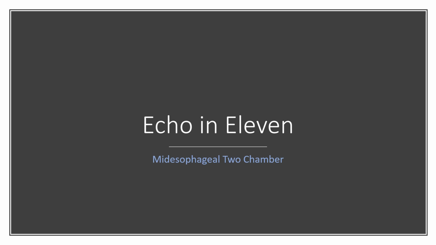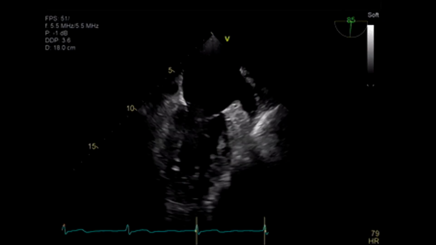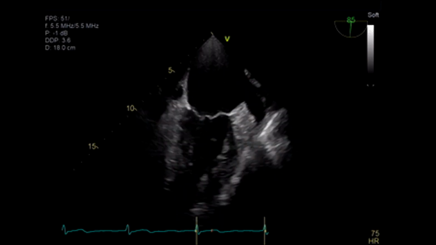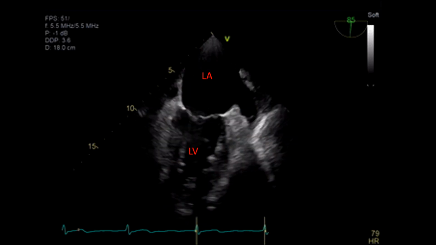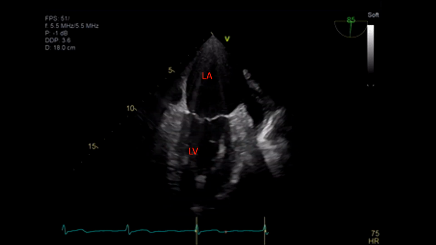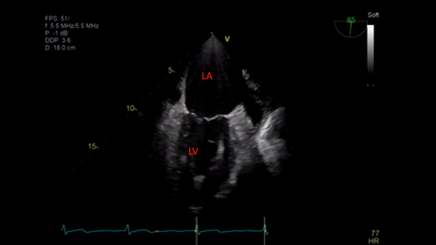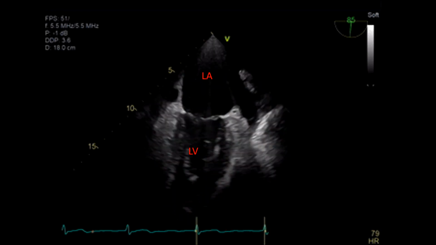Today we're going to talk about the mid-esophageal two-chamber view in which we will view the left-sided chambers of the heart. In the four-chamber view from last time, we saw all four chambers of the heart, and today we're just going to take a look at the two left-sided chambers. So here, as you can see, we see those two chambers. That's the LA, and down here is the LV. The LA is always going to be closest to your TEE probe, meaning at the top of the image.